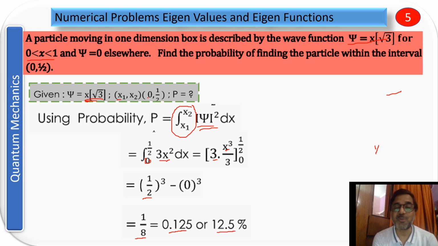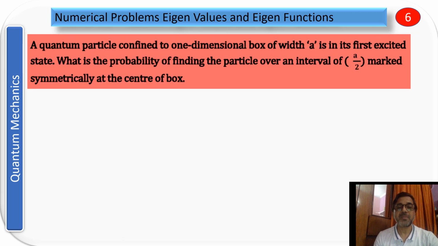It is not 50%. So between 0 and 1 by 2, that is a half, the probability is coming out equal to only 12.5%. So never predict the value of the probability. All right, you should always calculate this properly. Now let's move to the next problem, again on your eigen function.